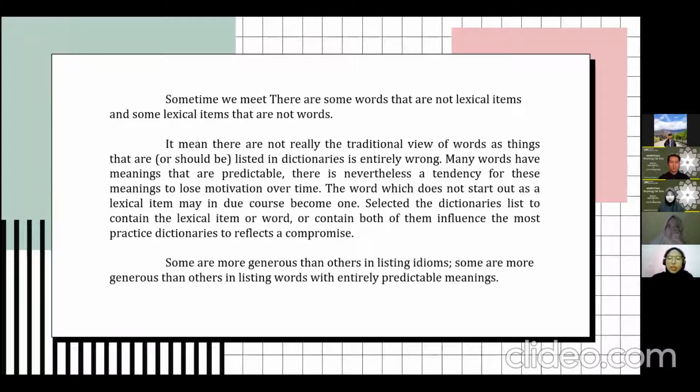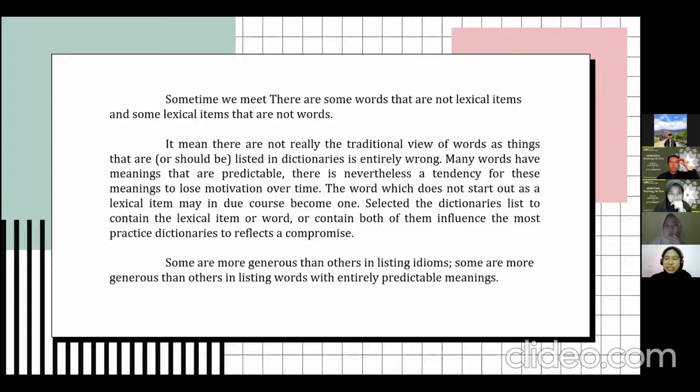This means there are some words that are not lexical items and some lexical items that are not words. It means the traditional view of words as things that are listed in dictionaries is not entirely right. Many words have meanings that are predictable. There is nevertheless a tendency for these meanings to lose motivation over time. A word which does not start out as a lexical item may, in due course, become one.